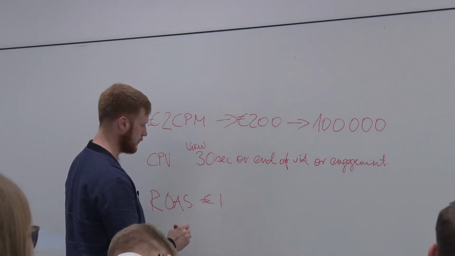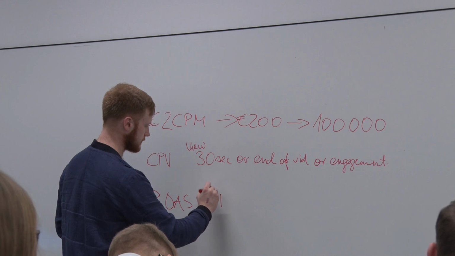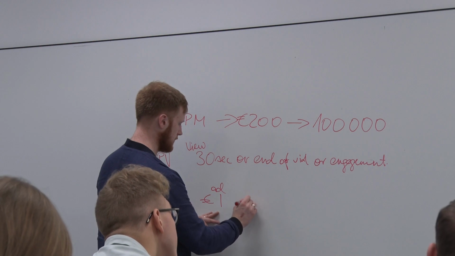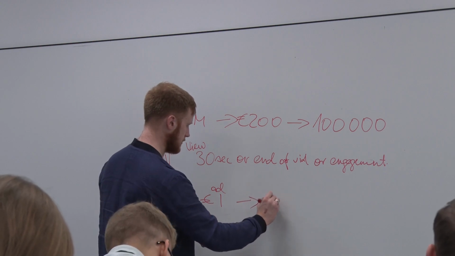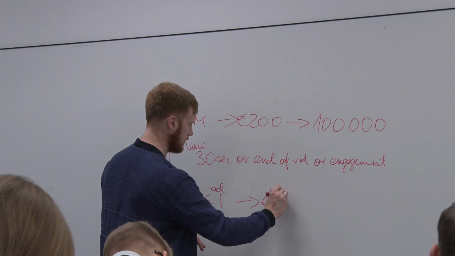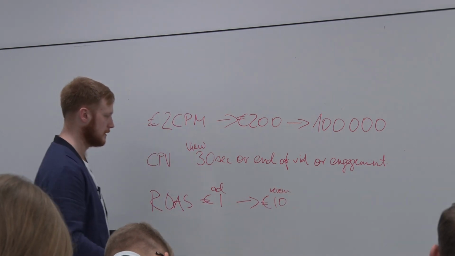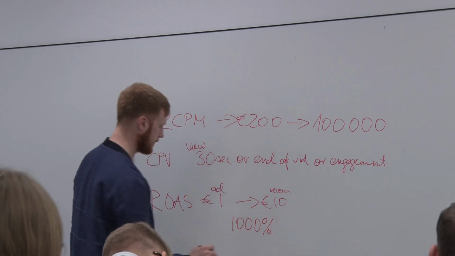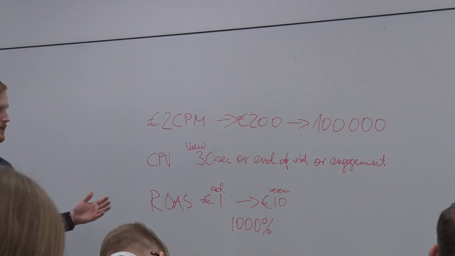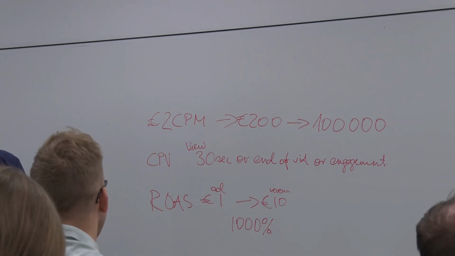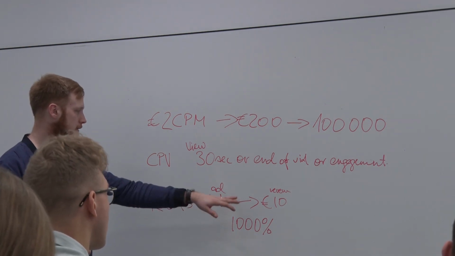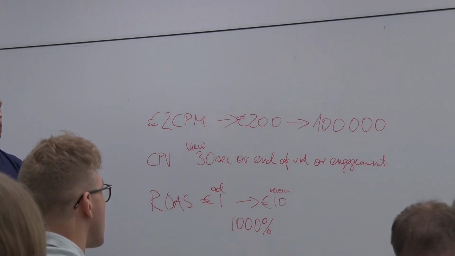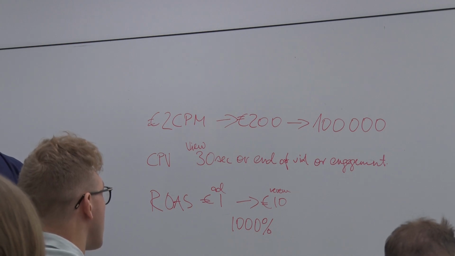Let's say we put €1 on advertising. It brings us €10 of revenue, which means that this is 10 times, so it's 1,000%. Just a quick measurement, and in Google Analytics as well, you have that metric. It's a quick metric to understand how many times each of your invested ad euros brings you.